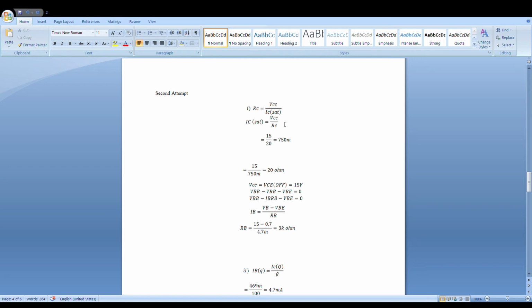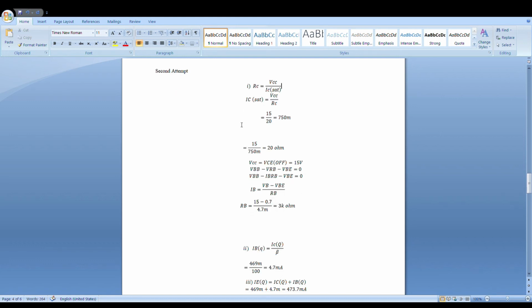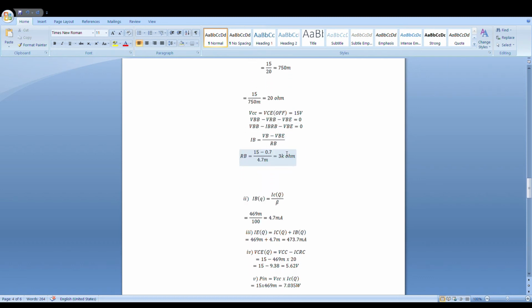Okay, for the second attempt, first we calculate RC. The formula for RC is VCC over IC saturation. And for the IC saturation, the formula is VCC over RC. VCC we get 15 and IC saturation we get 20. So the value is 750 ohm. For VCC, VCC is equal to 15 volt.